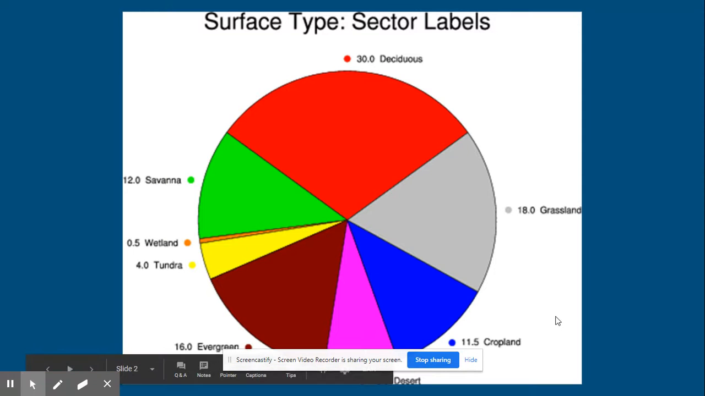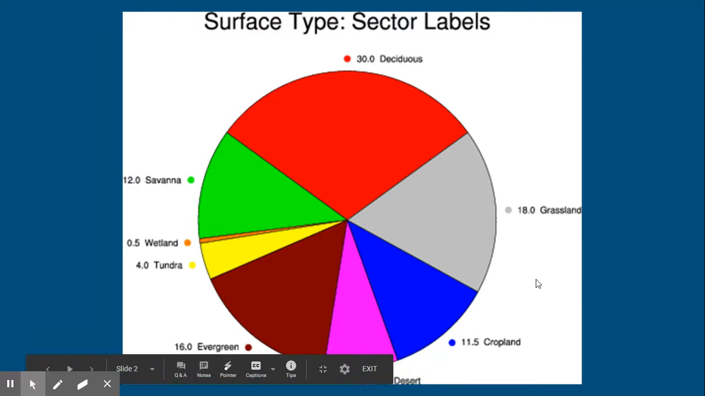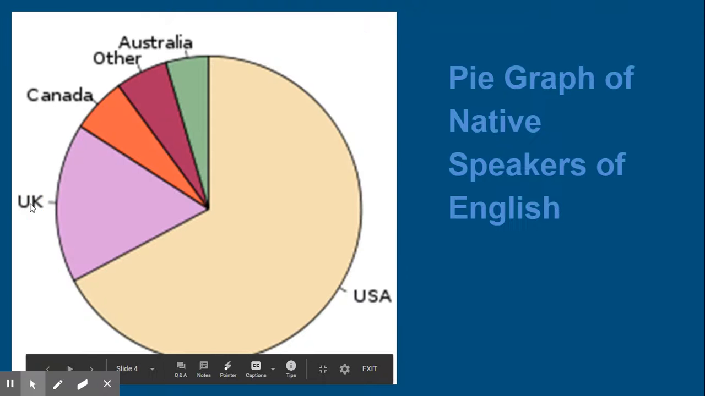So here we go. This is one I found. Surface type sector labels. If you take a look, oh, the menu keeps popping up. I apologize. So when we look, oh, no, go back.